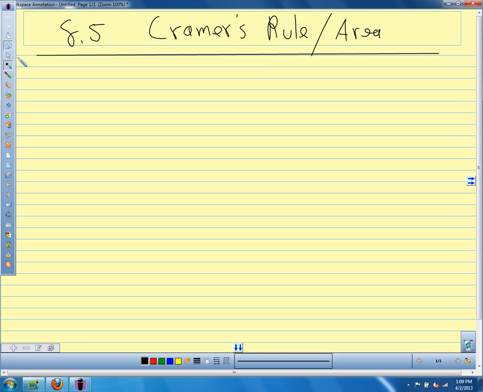So we've gone through several different ways of using matrices to solve systems of equations so far. We've talked about using row operations. We've talked about using inverse matrices to solve systems. Well, Cramer's Rule is just another tool that we can use to solve systems of equations.